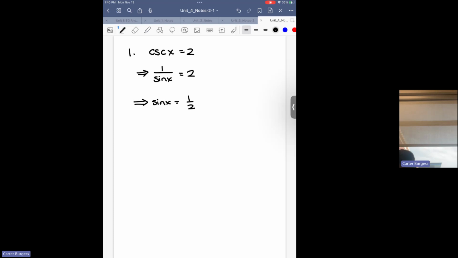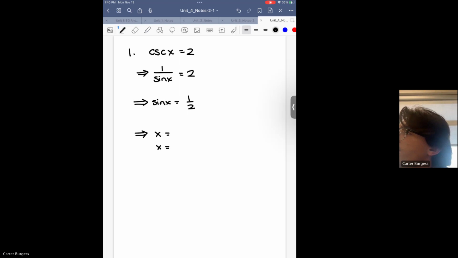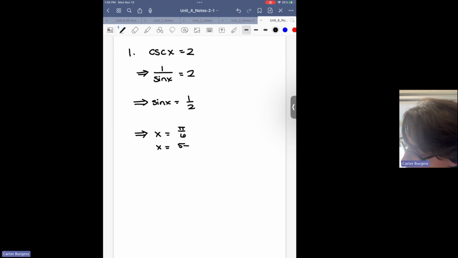When is sine of x going to be positive? Which quadrants? 1 and 2. And what are the thetas that we find in those quadrants that give us a y value of 1/2? In radians? Pi over 6. 5 pi over 6. Very good.